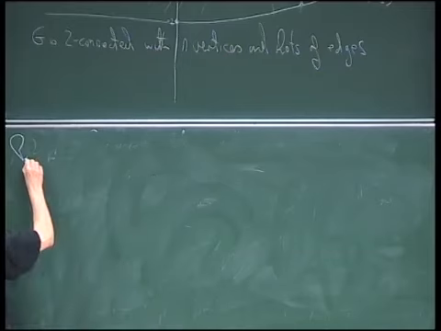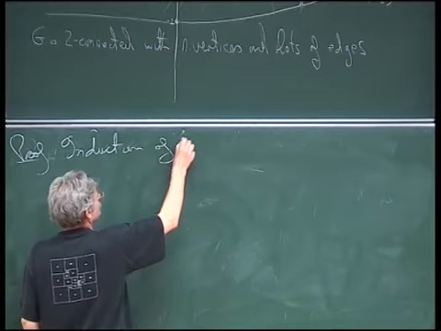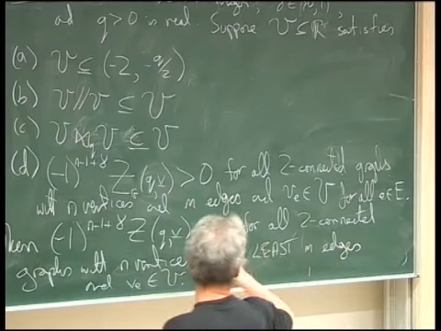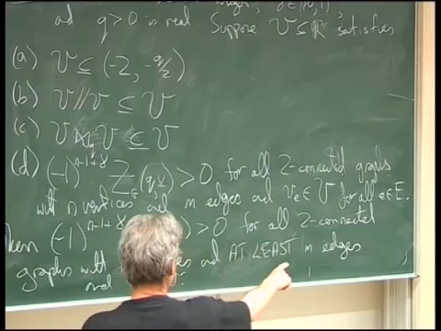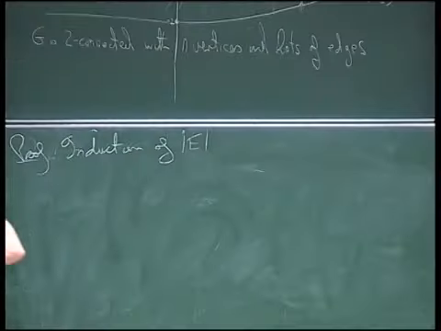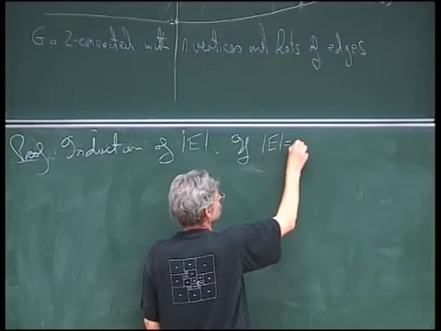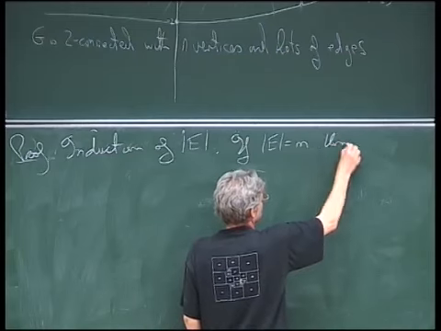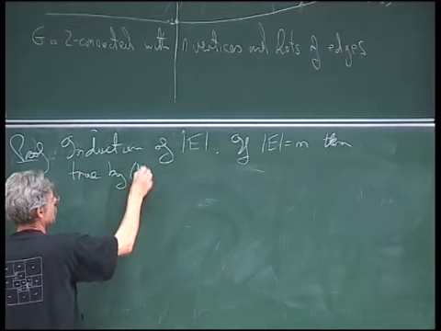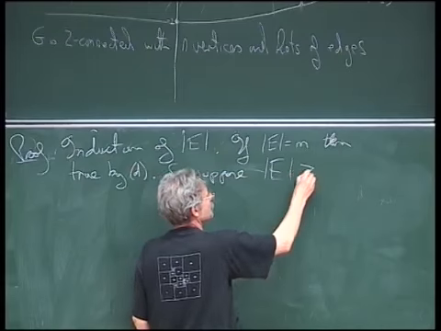So the proof is induction on the size of A. So I'm assuming G is a two-connected graph with n vertices and at least m edges, and all the edge weights belong to my interval V. Then if the number of edges is actually equal to m, then it's true by D. So we suppose the number of edges is greater than m.